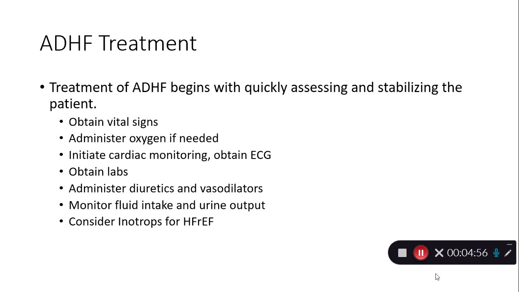Also in consideration for severe acute decompensated heart failure would be things like a balloon pump or mechanical circulatory support such as an LVAD.